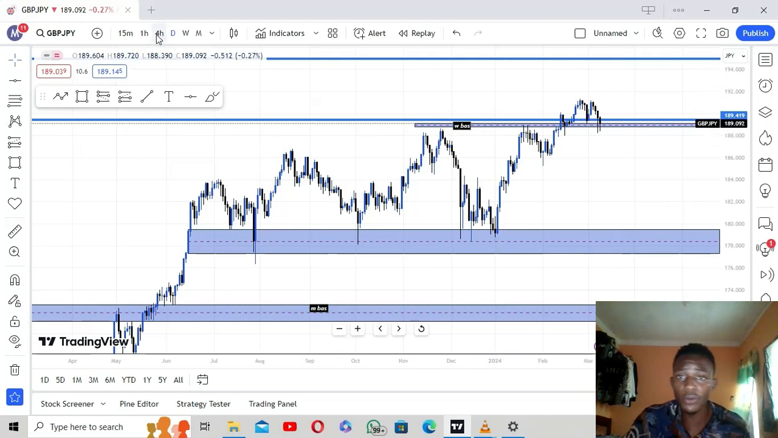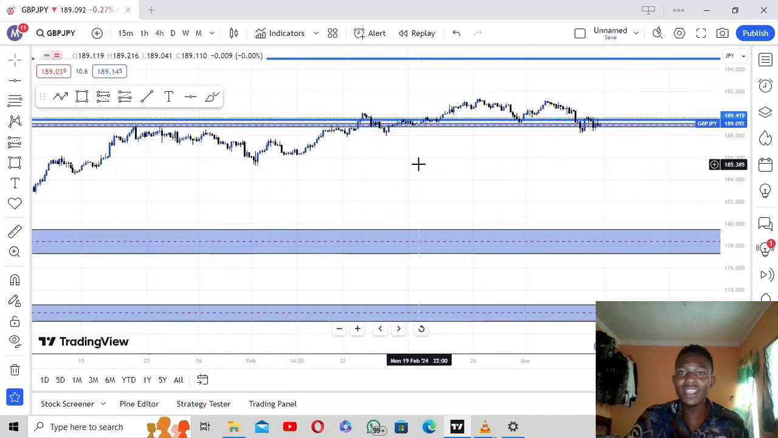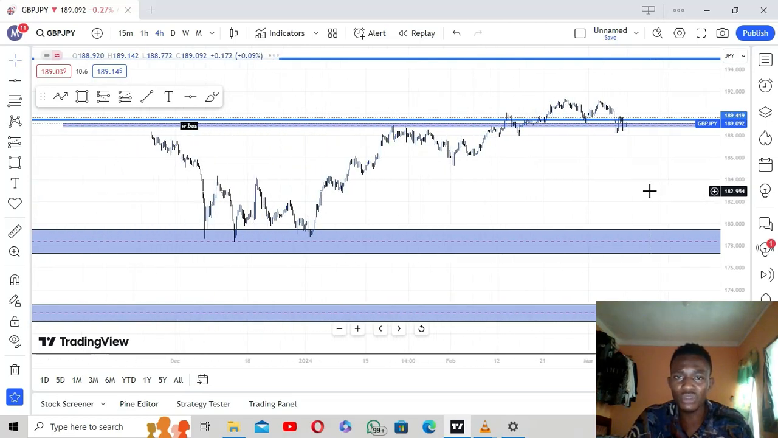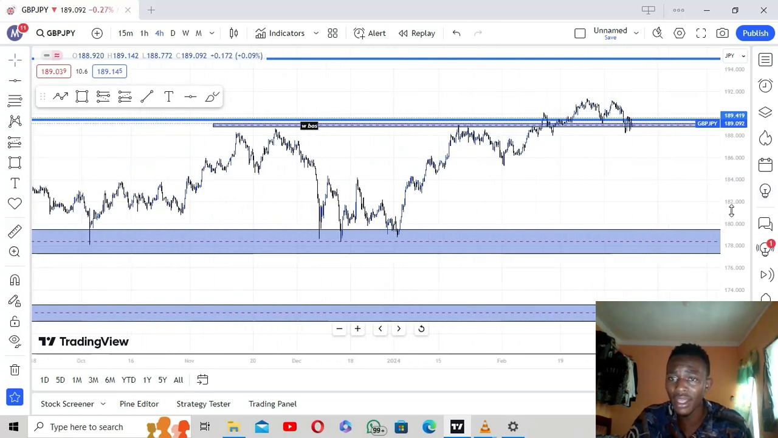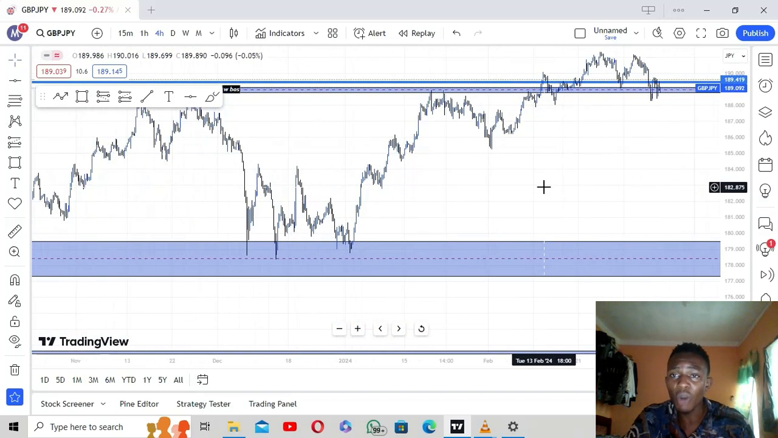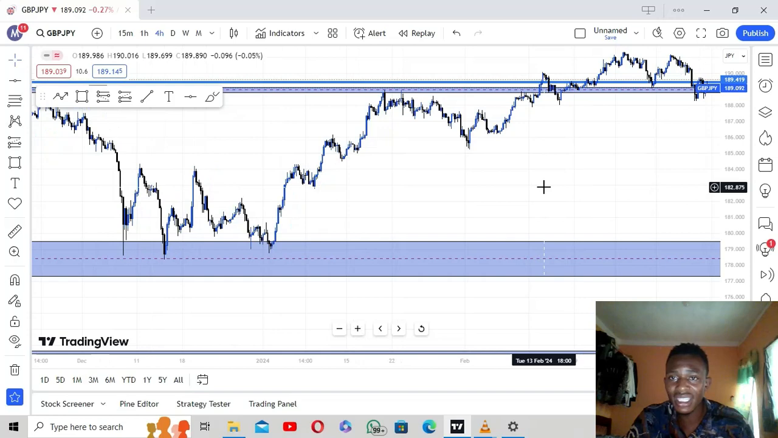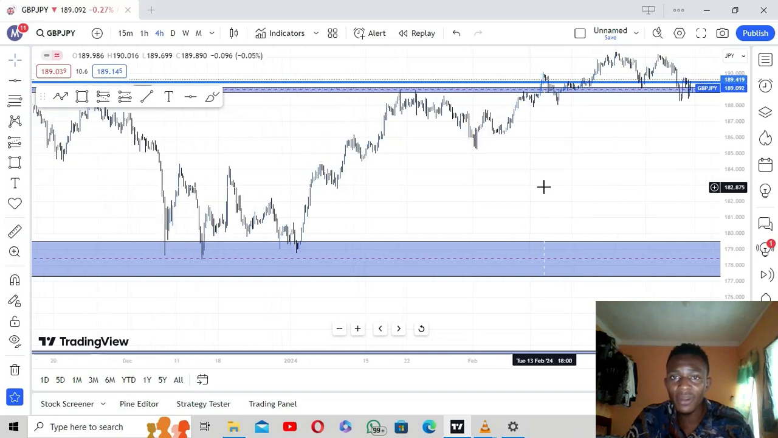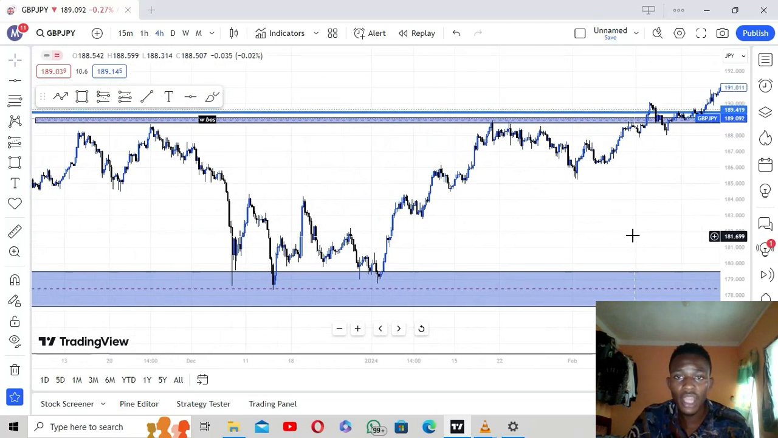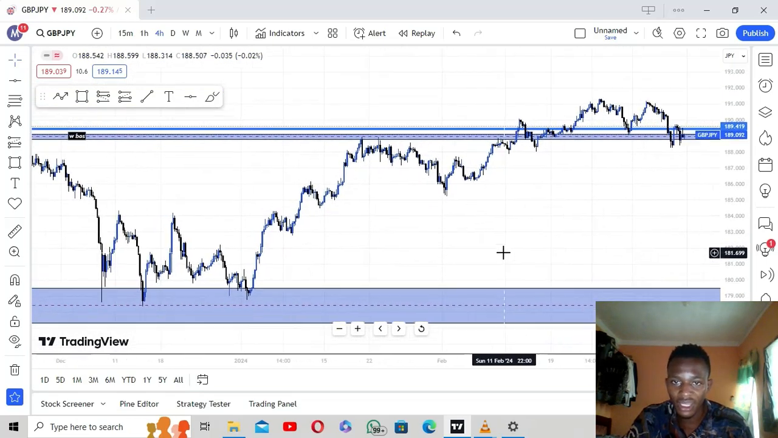Now let us go to the 4 hours time frame. What do I do in the 4 hours time frame? In the 4-hour time frame, I'm not really spotting key zones. In the 4-hour time frame, I start looking for entry opportunities. You get it, guys? I'm looking for entry opportunities.